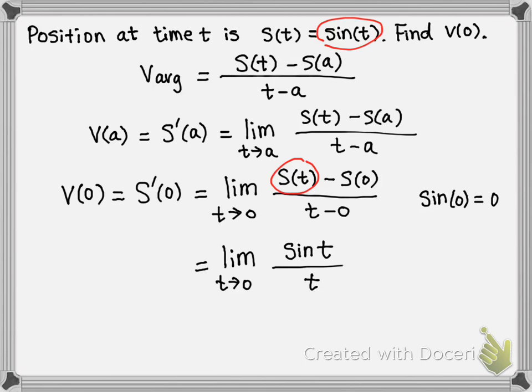So what is this limit? It is a special limit. The proof or the answer of this limit is in the textbook. You're not required to reproduce the proof, but you are required to memorize the answer. Sine of t over t as t approaches 0 is 1. So what it's telling you is the velocity at time 0 is 1.